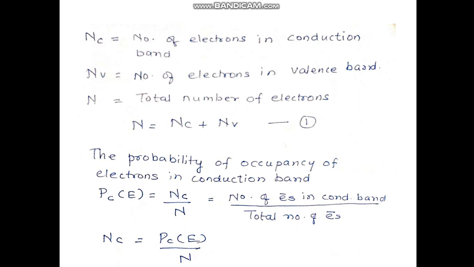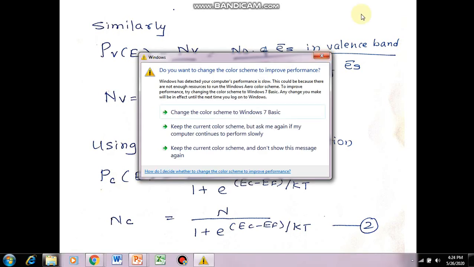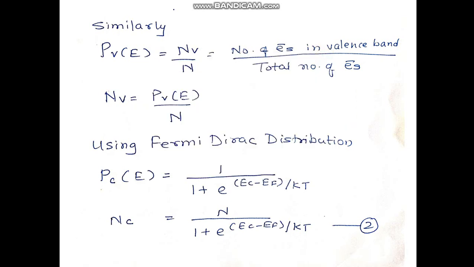The probability of occupancy of electrons in the conduction band, given by Pc, is equal to Nc upon N, where Nc is the number of electrons in the conduction band divided by the total number of electrons. Now we can write that Nc is equal to Pc times N. Similarly, we can write the probability for the valence band, that is Pv is equal to Nv upon N, the number of electrons in the valence band divided by the total number of electrons. Nv is also equal to Pv times N.